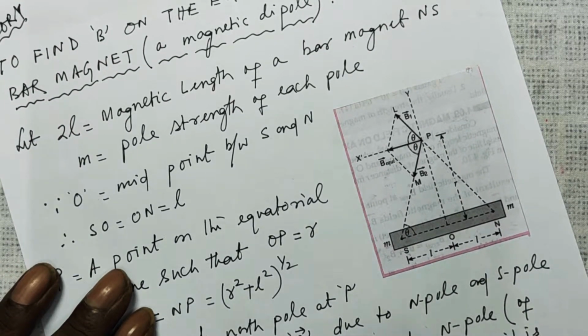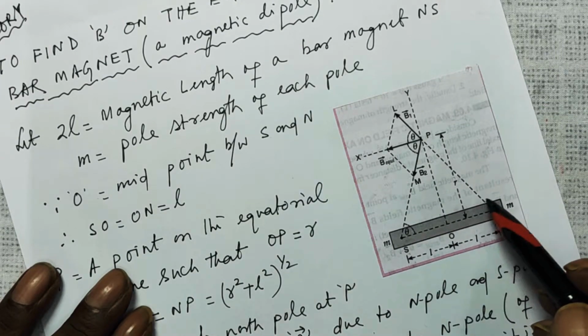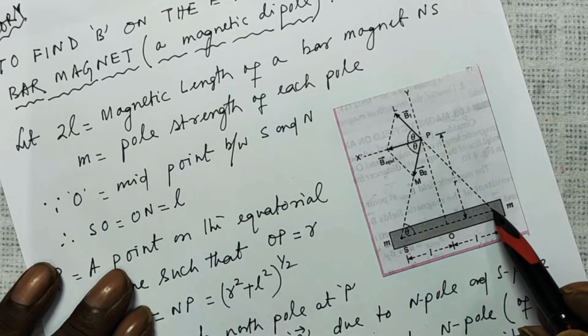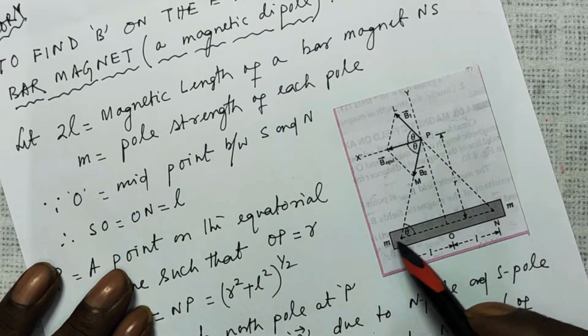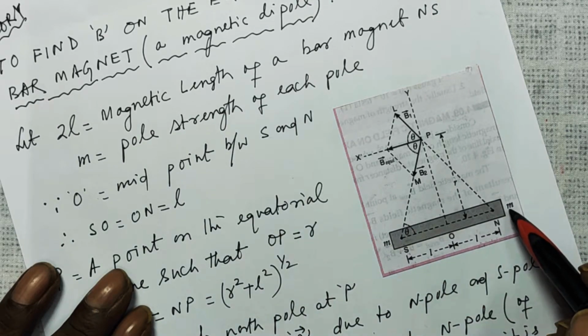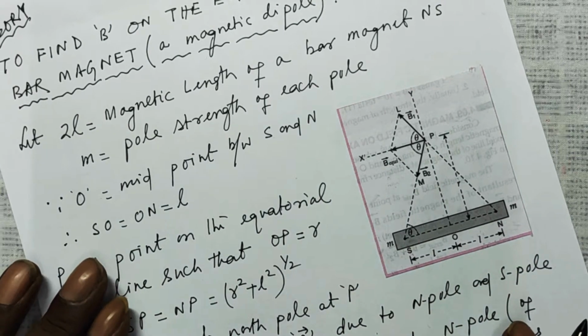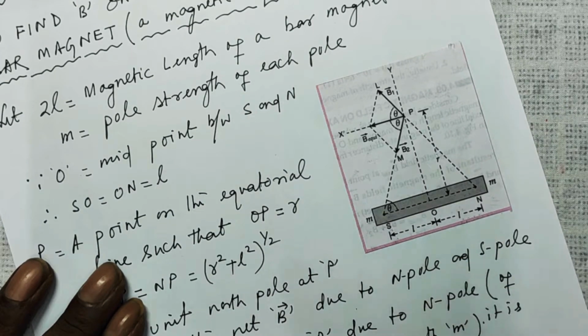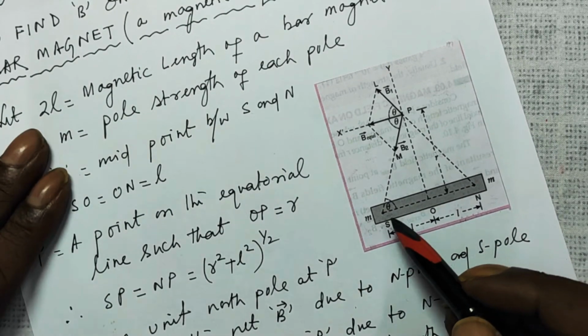A magnetic dipole means a bar magnet having two poles, south pole and north pole, both having the same pole strength, m and m, small m and small m. In electrostatics, this was minus Q, this was plus Q, right? So here is a bar magnet. Let me explain the diagram first.